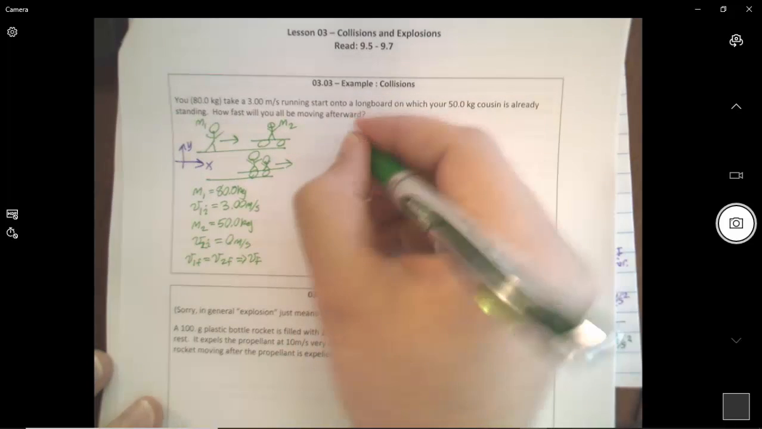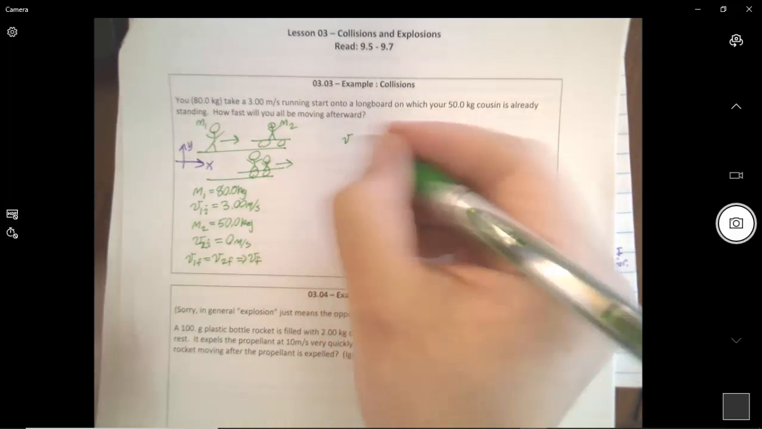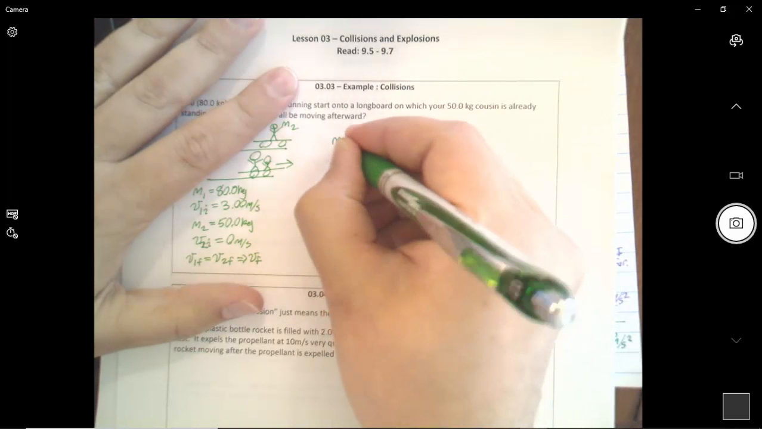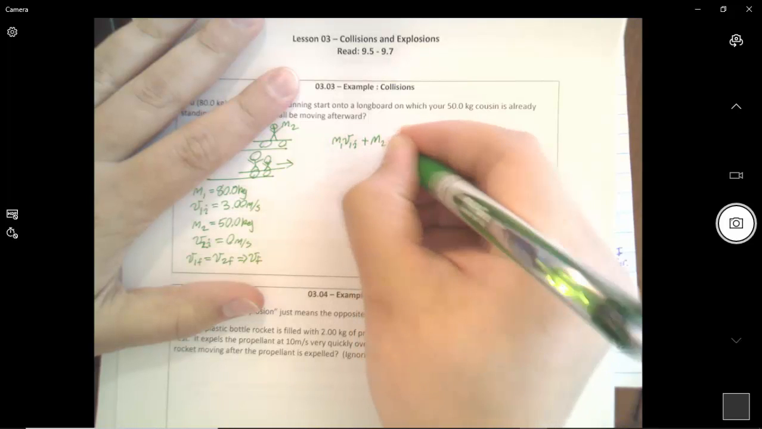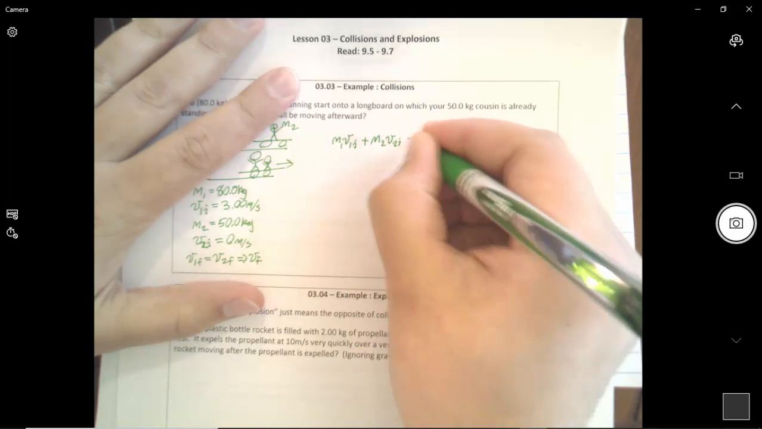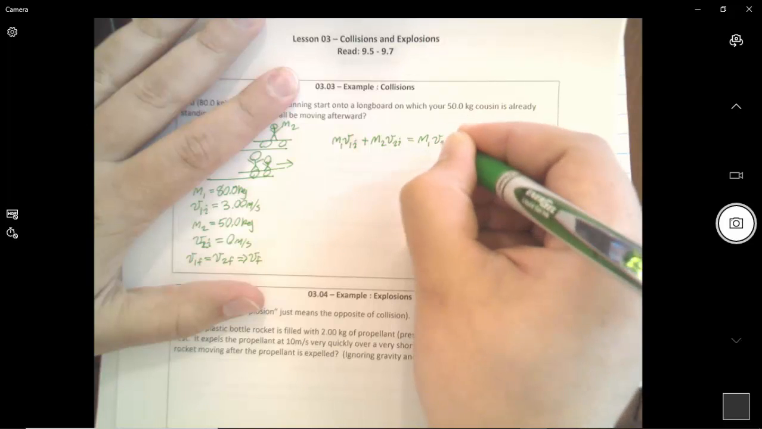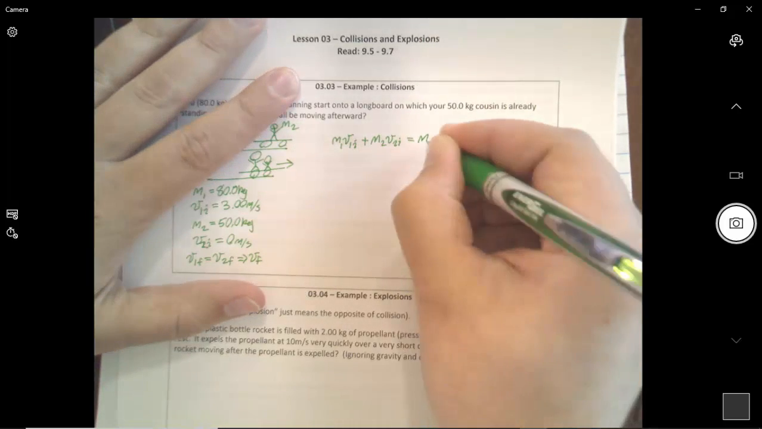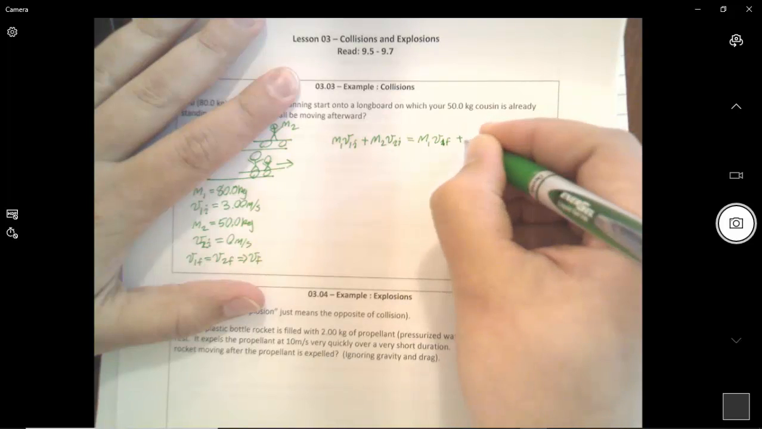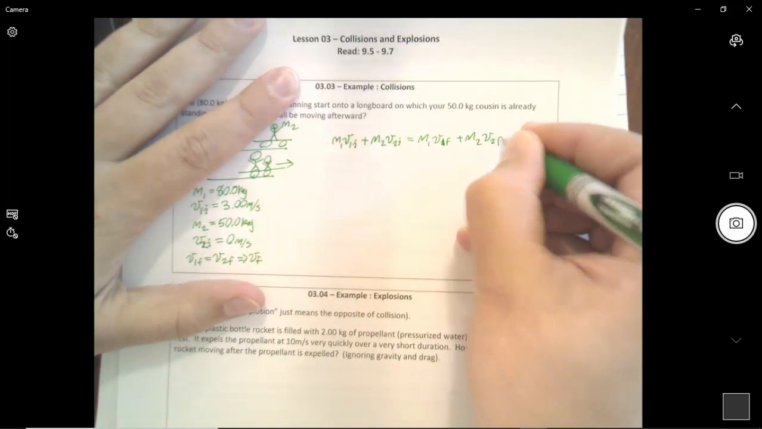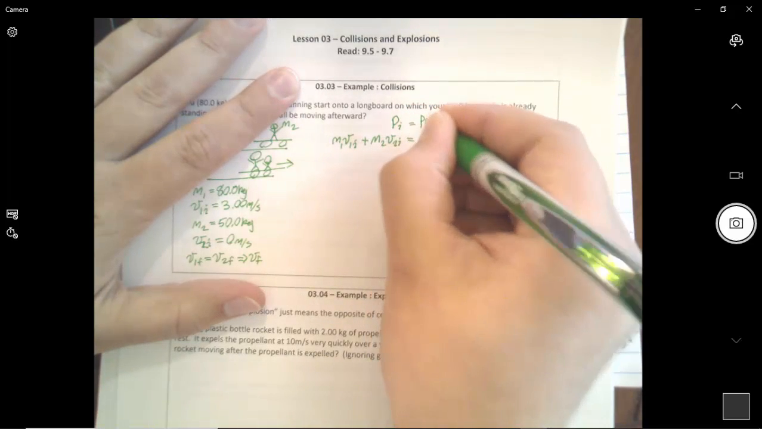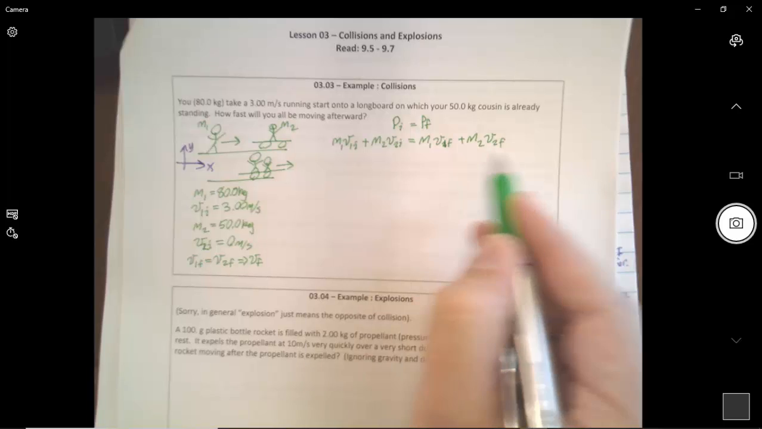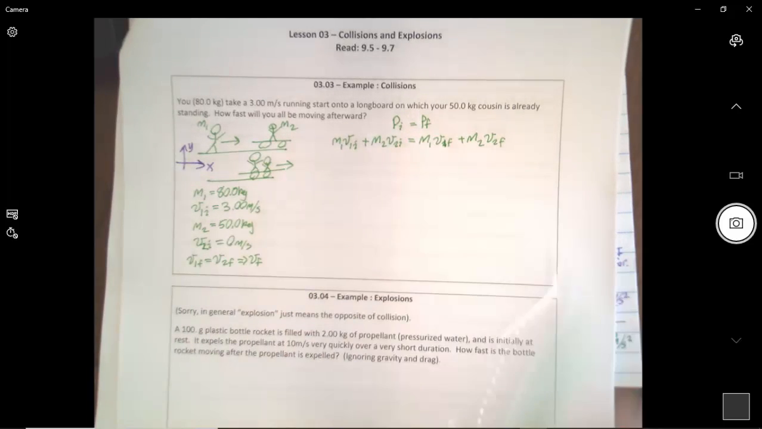So what we're going to do in order to solve this problem, I would like you in my class to still always write down M1 V1I plus M2 V2I equals M1 V1F plus M2 V2F, get the subscripts right, right? So what you're saying here is PI is equal to PF, and this is the most general statement that you can make about that.